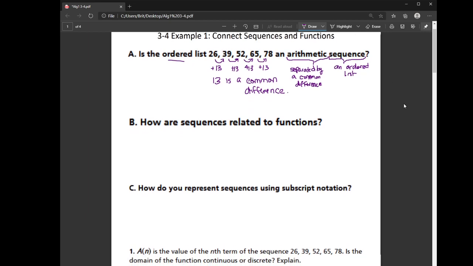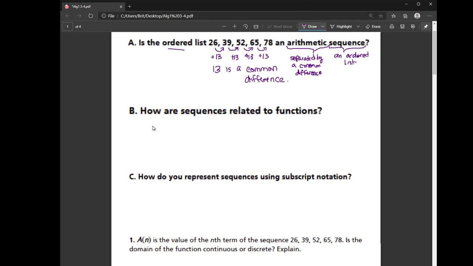Now, sequences are related to functions in that there's an input and there's an output. So let's talk about our values. We have 26, 39, 52, 65, and 78. These are my outputs, or my y values.